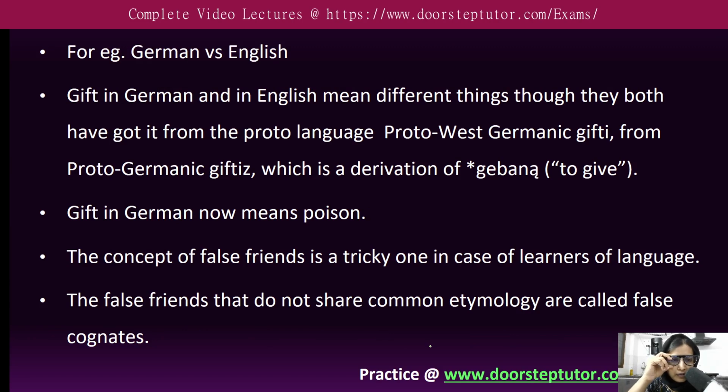Let us take one or two examples. For example, German and English. Now German and English, these two languages have come from Proto-Germanic. Okay, Proto-Germanic was the name of their parent language, which is a branch of the Indo-European language family. So Indo-European has stemmed out into Proto-Germanic, and Proto-Germanic contains German and English both.